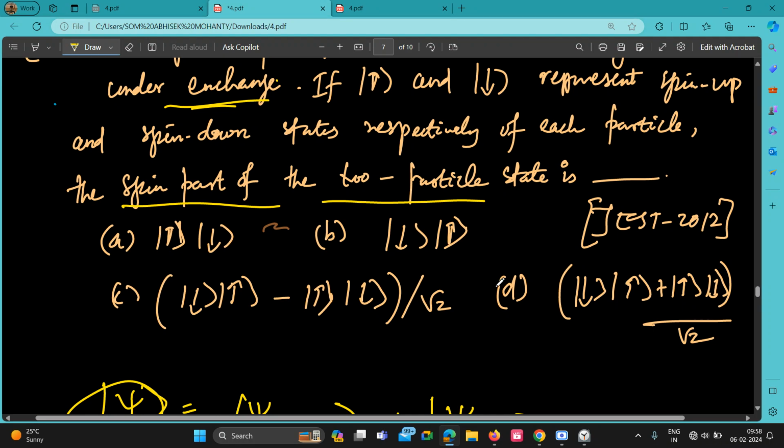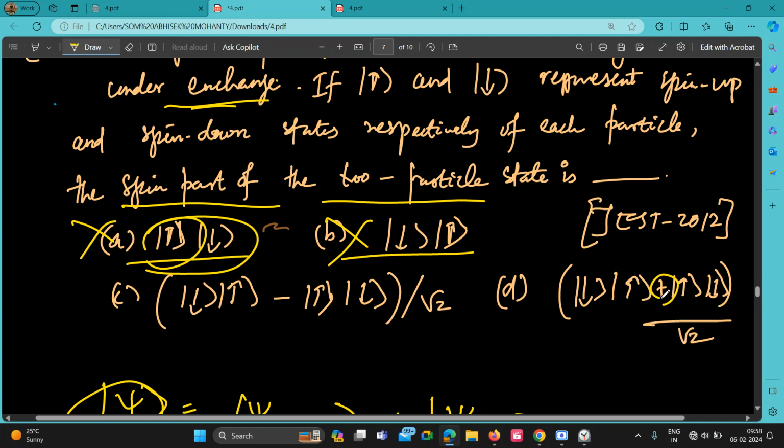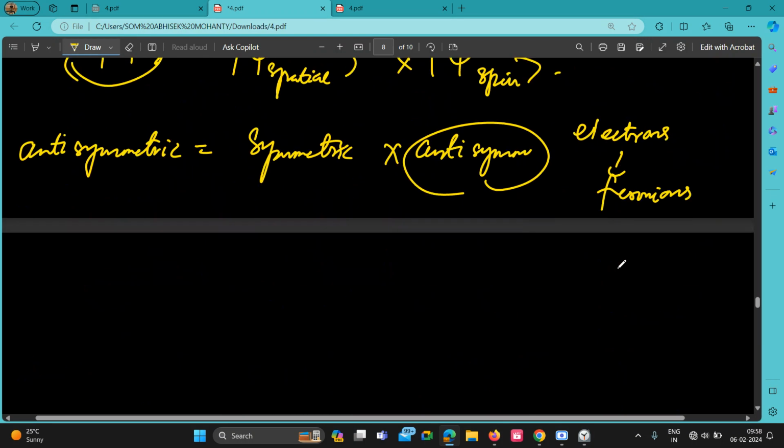From here, can you see which one is antisymmetric? This one is not antisymmetric. This one is symmetric because there is a plus sign. When there is a plus sign, if we exchange it, it will be the same thing. For example, AB plus BA: if we change the order, it will be the same thing, isn't it? But suppose AB minus BA: if we change the order, it won't be the same.